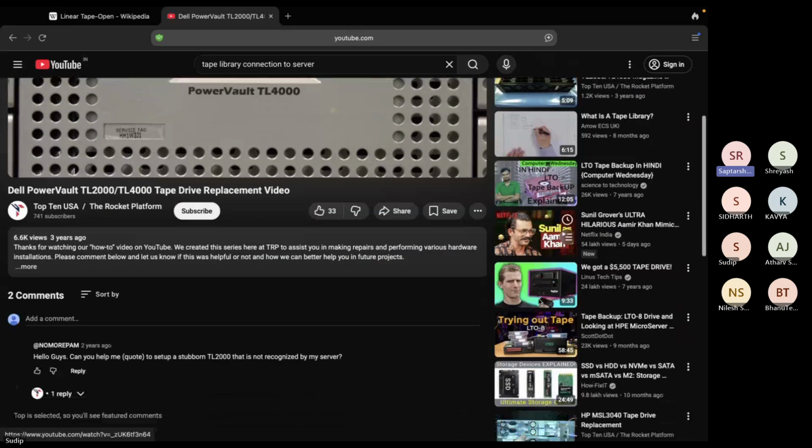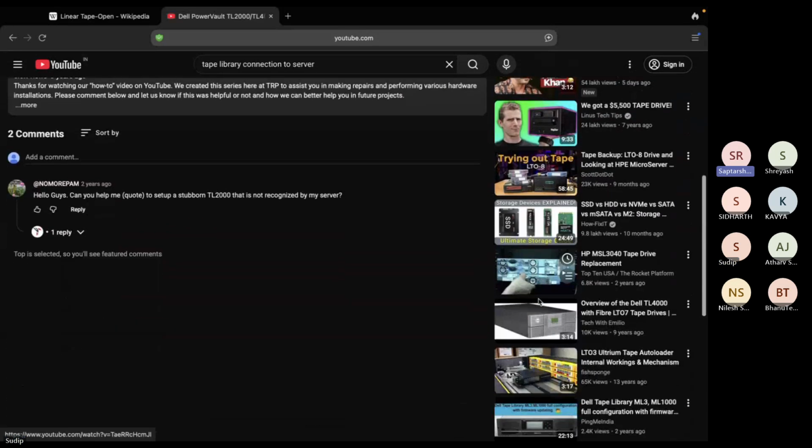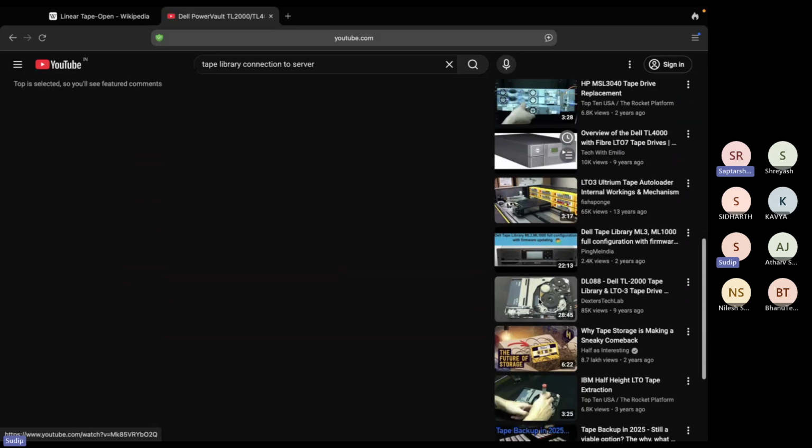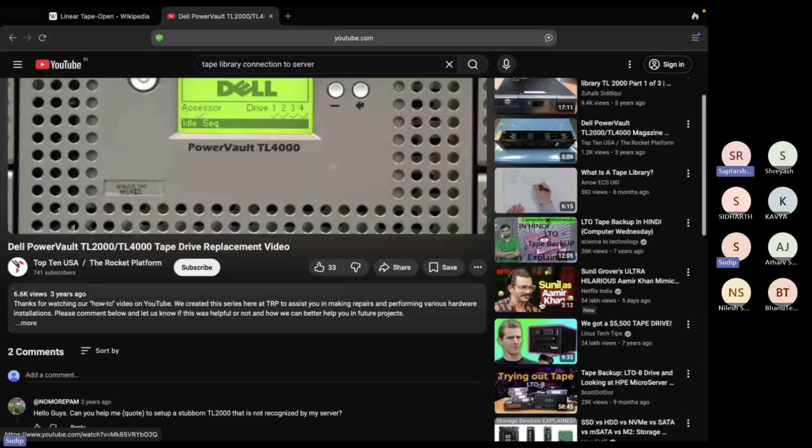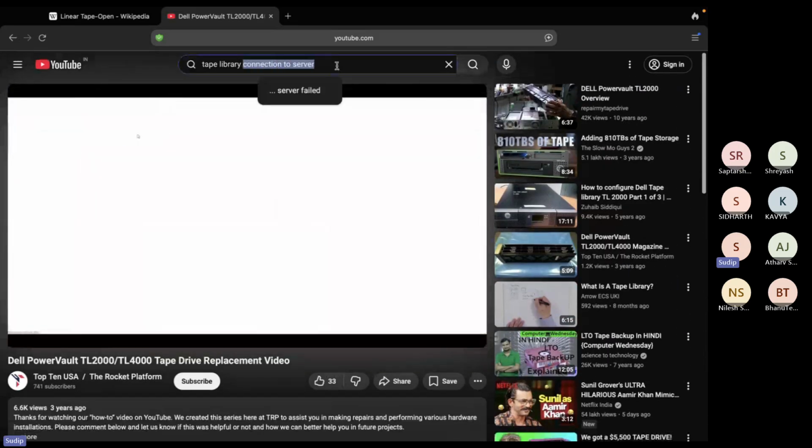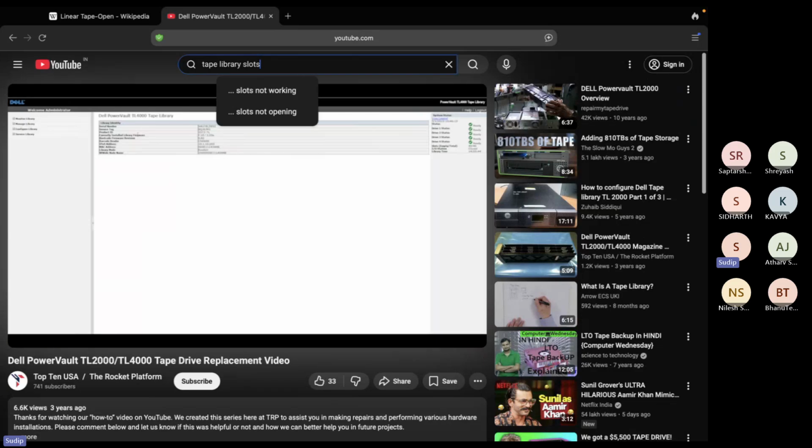Okay. So apart from drives, where can we store them then? There are different, separate storage slots for storing the tape. Okay, let me show you. Tape library slots.